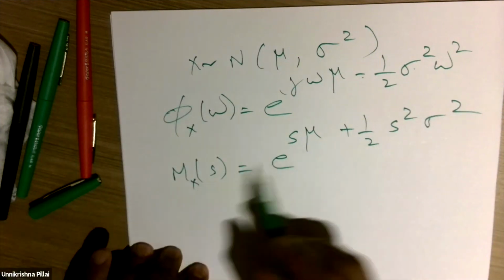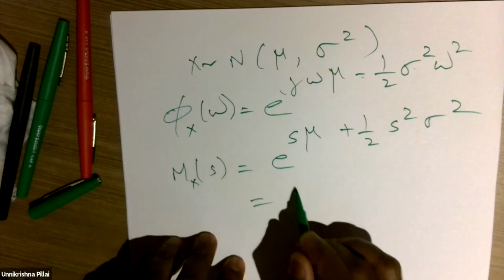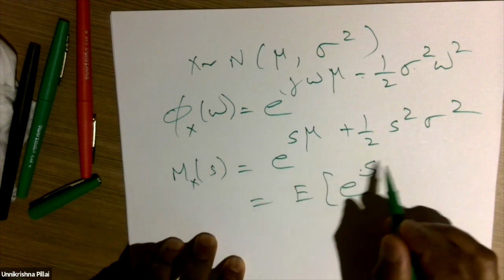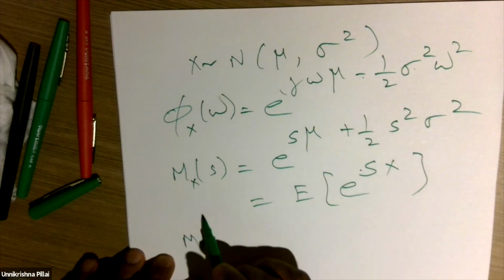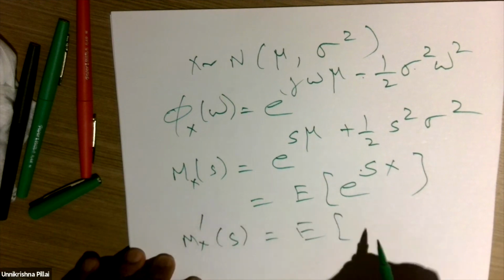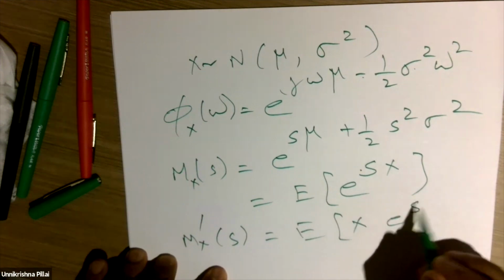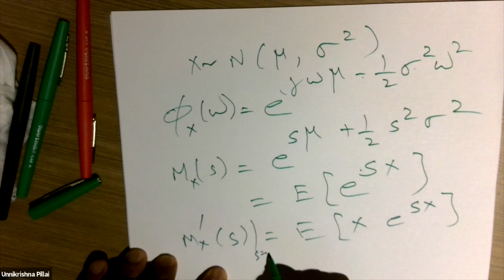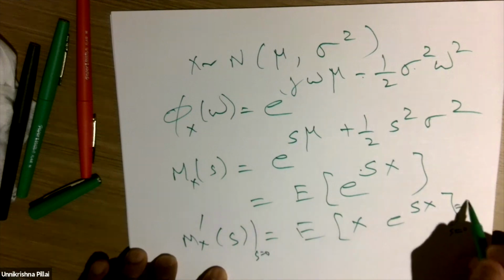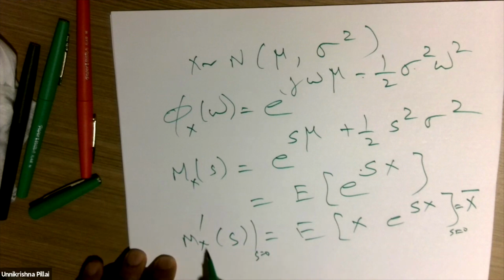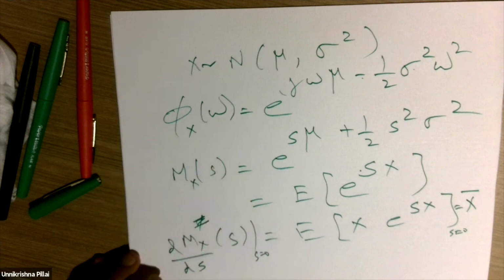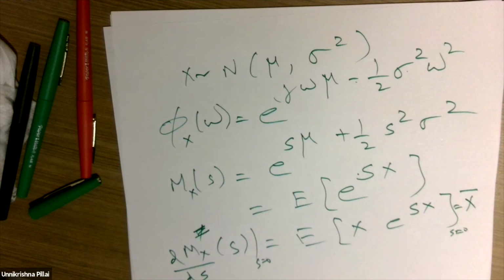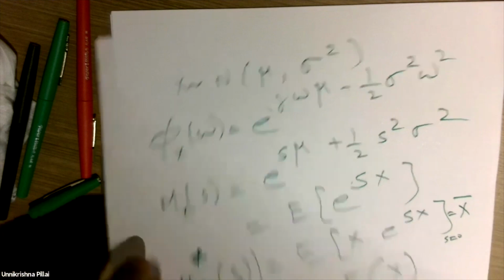If you want to get the moments here, remember this is e to the power sx. Let's take the derivative with respect to s once. This will give the expected value of x multiplied by e raised to sx. Now if you put s equal to 0, you will get the expected value of x, the mean. You just take the derivative with respect to s, that's all. For the characteristic function, we have to take the derivative with respect to omega, then divide by j, etc. Here there is no division, you just put s equal to 0.